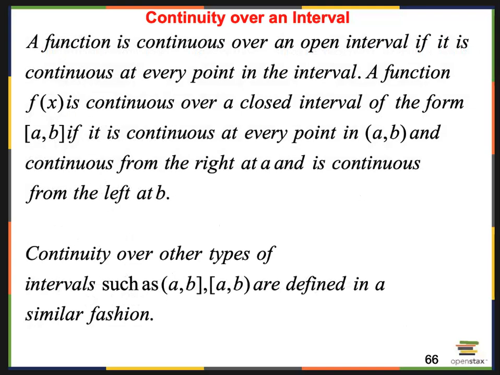So a function is continuous over an open interval if it is continuous at every point in the interval. A function f of x is continuous over a closed interval of the form, and you can see the bracket a, b, if it is continuous at every point in the interval, continuous from the right at a, and continuous from the left at b. Continuity over other types of intervals, such as half open, half closed, is defined in a similar fashion. So if we're looking at intervals, we have open intervals, closed intervals, and then some that are half open, half closed intervals as well.